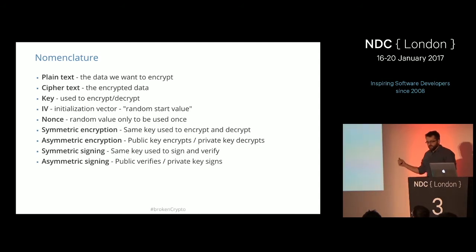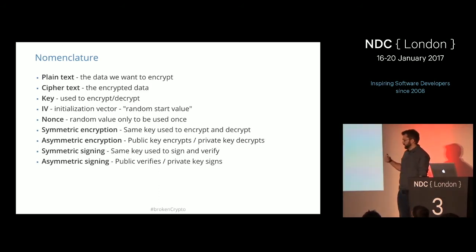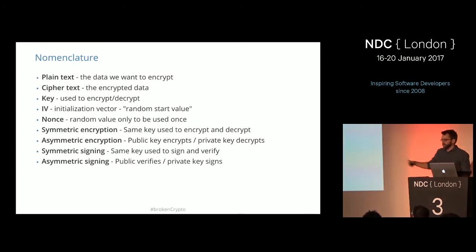Symmetric encryption means we encrypt and decrypt with the same key. And asymmetric encryption means we have a public key, which we can publicize anywhere, and a private key that we ourselves hold. Then someone can encrypt the message with the public key, and only we can decrypt it. The same thing holds for signing. We have either symmetric or asymmetric signing.